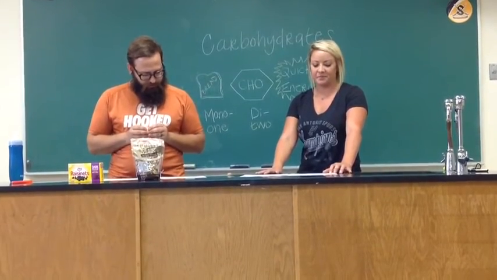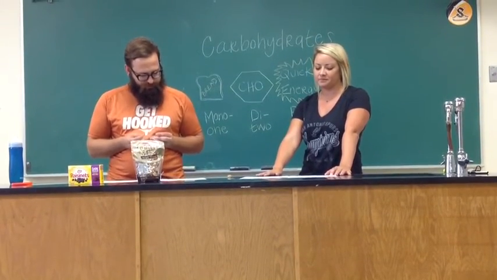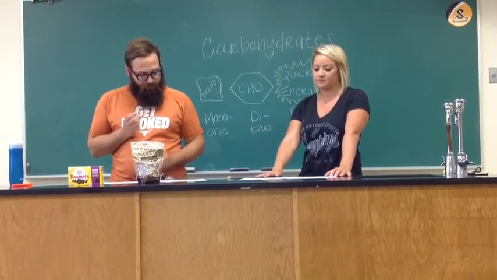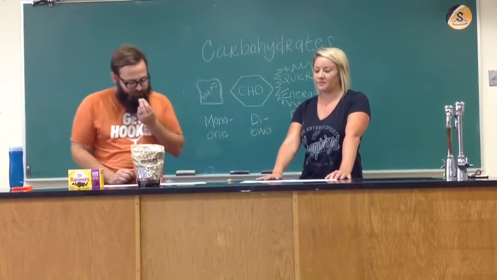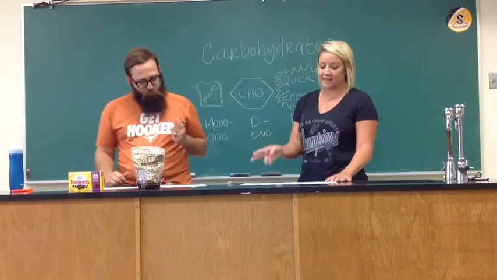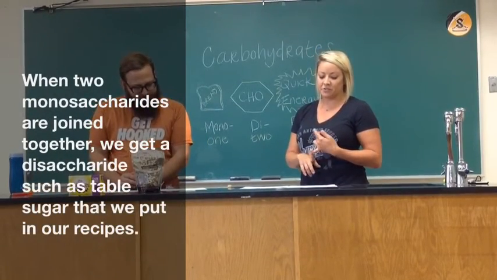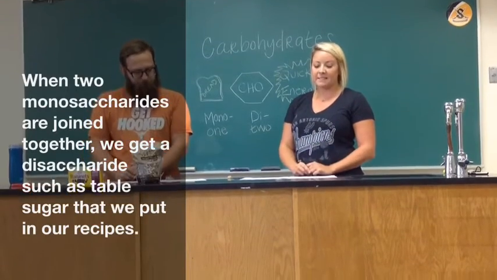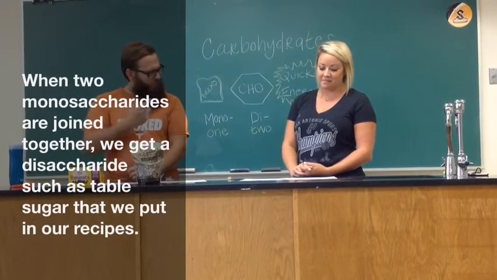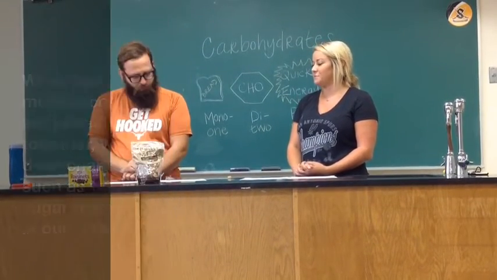Okay. Are there bigger molecules made from these subunits of carbohydrates? Yes, when 2 monosaccharides are joined together, we get a disaccharide, such as table sugar that we put in our recipes. Di means 2, so this molecule has 2 subunits that it's built of.